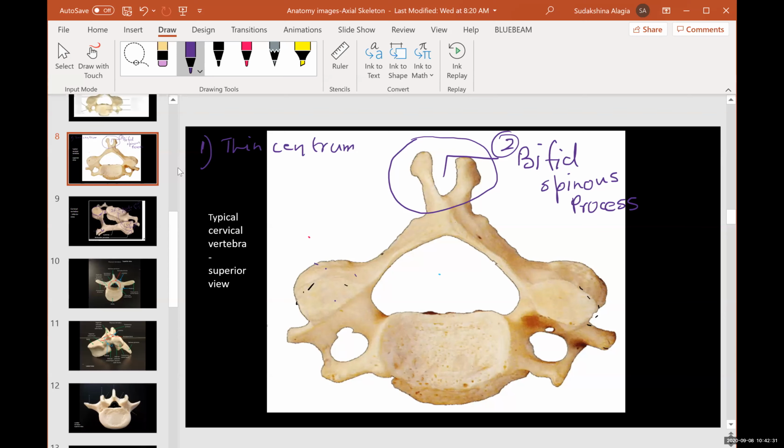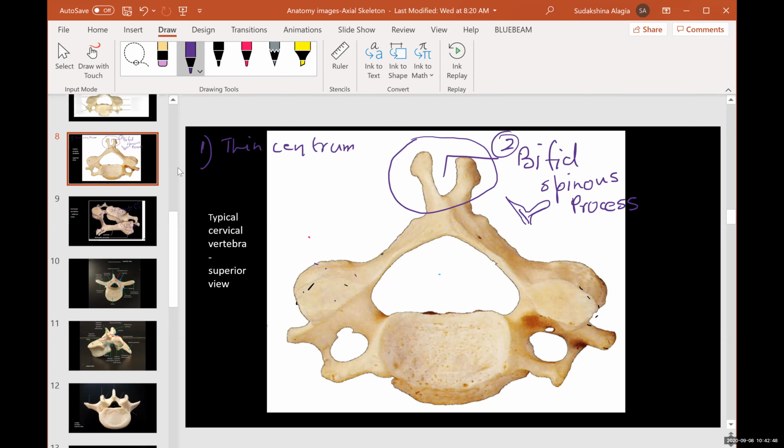So bifid spinous process, split like a fishtail. Bifid basically represents almost like a fishtail, how a fishtail separates. It starts out as one, then it separates into two. Not completely separated, but it gives two split ends.